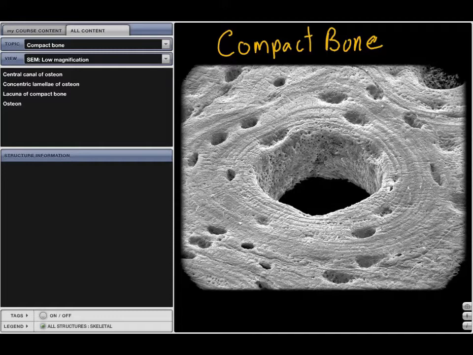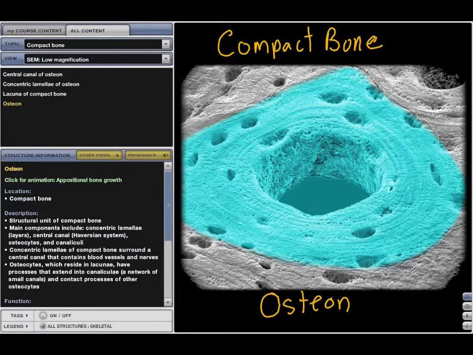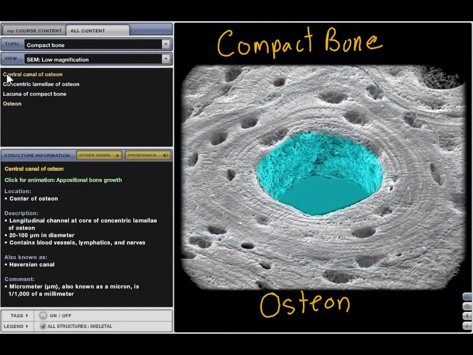The basic functional and structural unit of compact bone is the osteon. And sometimes you'll also see the osteon referred to as a Haversian system. And I'll highlight here one individual osteon. In this scanning electron micrograph, you can see that the osteon is a three-dimensional cylindrical structure. At the center of each osteon is the central canal, which I'll highlight here.